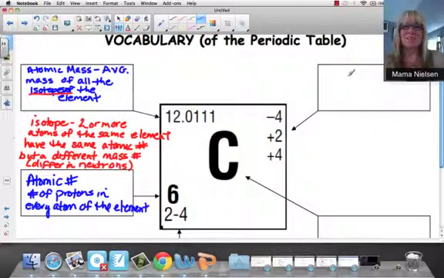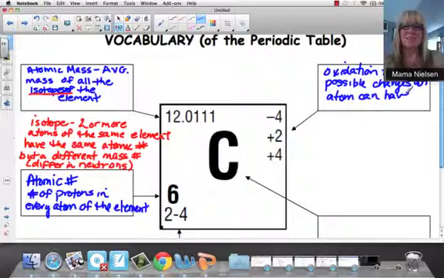Okay, up here in the upper right-hand corner, we have what are called oxidation numbers. And these are going to become useful when we do the redox unit. And these are possible charges an atom can have. So depending on what it bonds with, it might gain 4 electrons, it might give up 2 electrons, or it might give up 4 electrons. And those are the possible charges it can have.